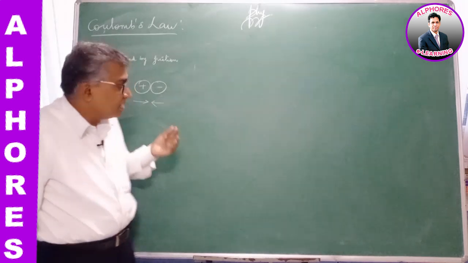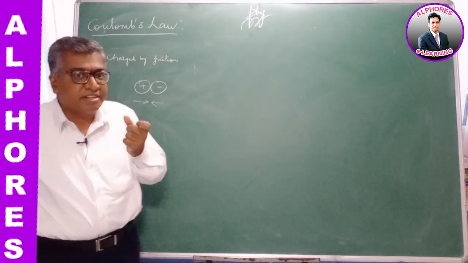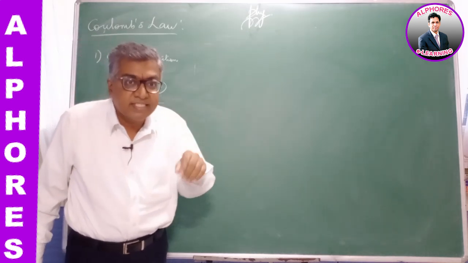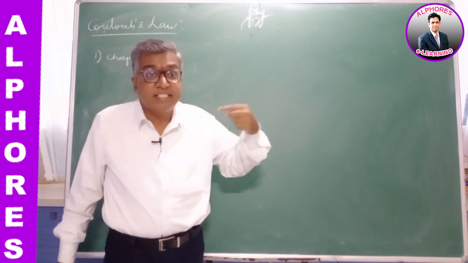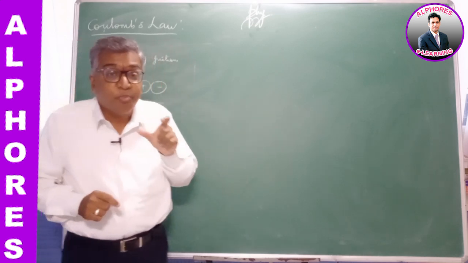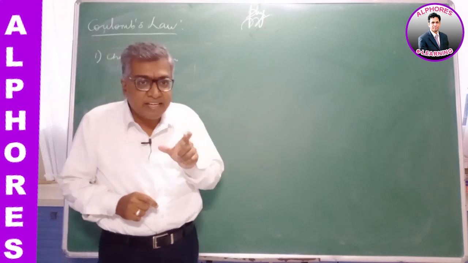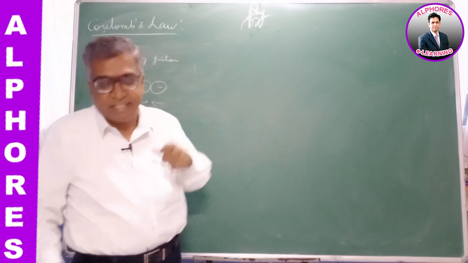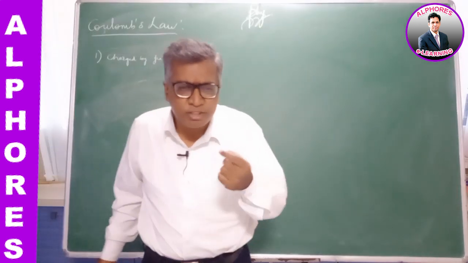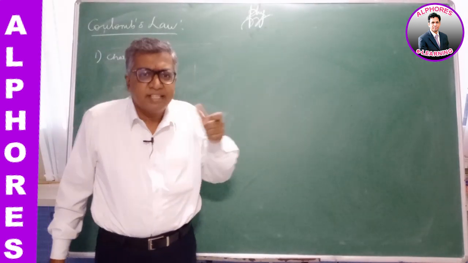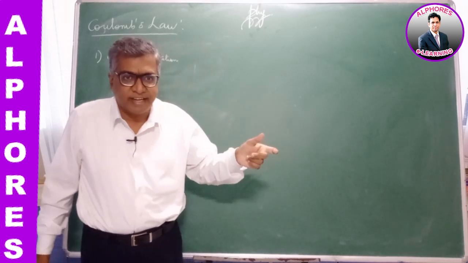There is attraction. Unlike charges are produced, so they attract one another. Like charges repel, unlike charges attract. Similar charges get separated. Opposite charges attract. Unlike attract, similar separate. Please remember this. This is a simple memory tip by which you can remember: similar separate and unlike attract.